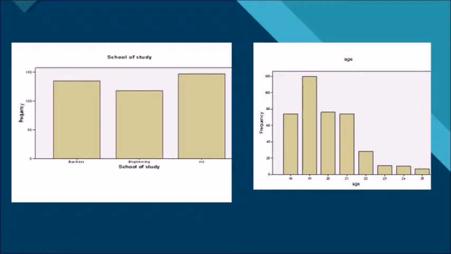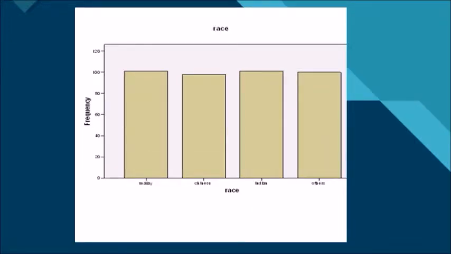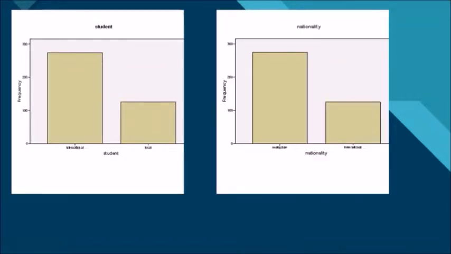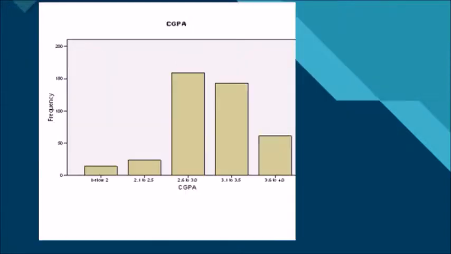For School of Study, there are 147 respondents studying arts, 135 from business, 118 from engineering. For age, the majority of respondents are 19 years old. For race, the majority of respondents are Indians and Malays, with 101 respondents respectively. For students, 126 respondents are local students and 274 respondents are international. For nationality, there are 275 respondents from Malaysia and 125 respondents are international students. For grades, the highest CGPA is 2.6 to 3.0, the lowest is 2.0, and the second highest is from 3.1 to 3.5.